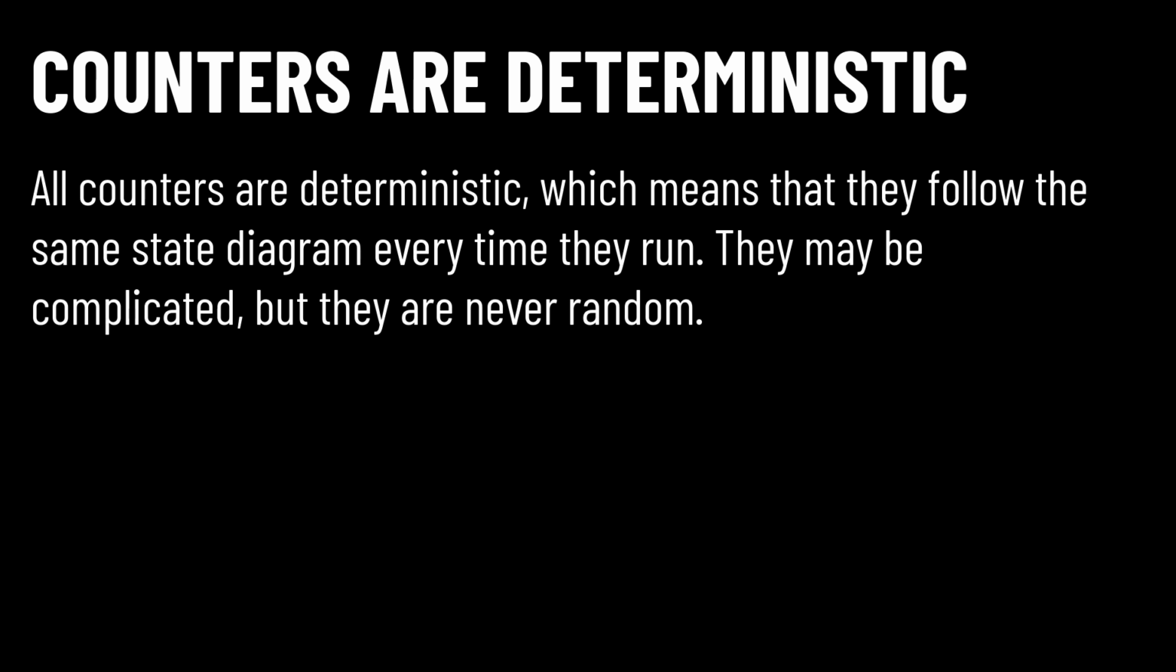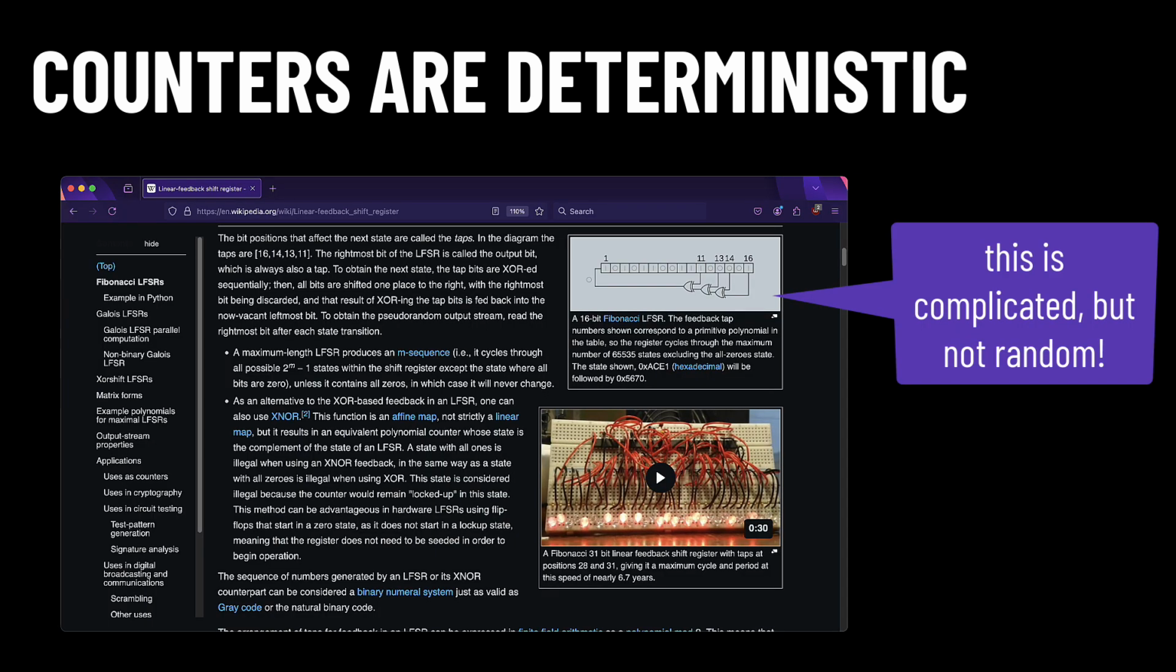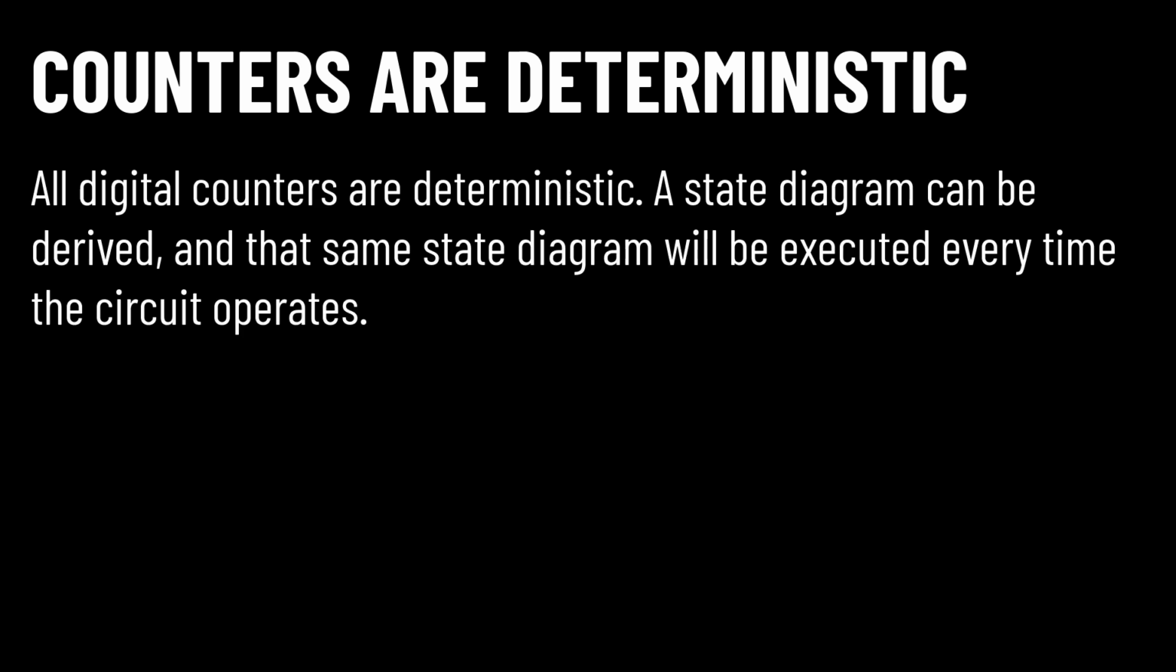Students are frequently interested in generating random numbers, and perhaps stumble upon articles describing counter circuits that are complicated and may appear random. However, any digital counter is deterministic. If provided with a circuit diagram, a state diagram can be derived. The counter circuit will, without fail, count through the exact sequence represented in the state diagram every time it runs.